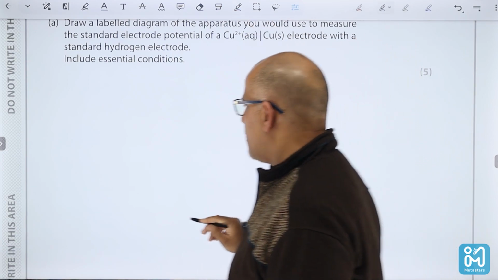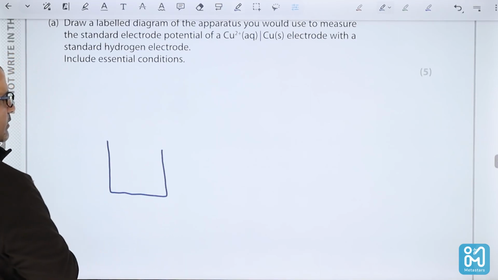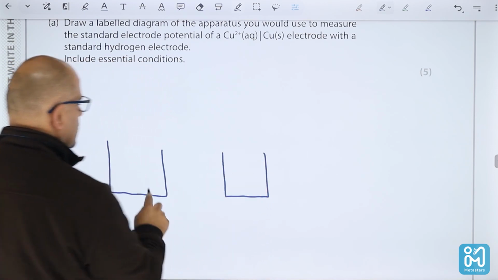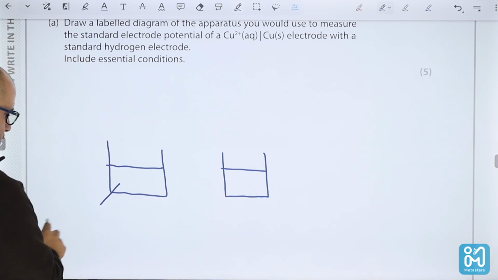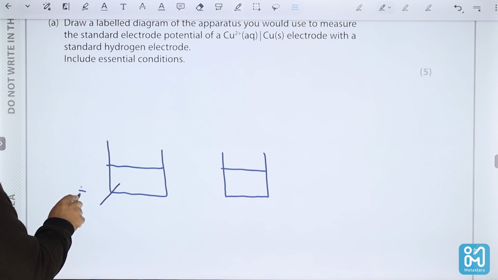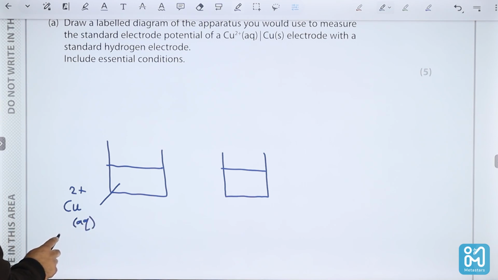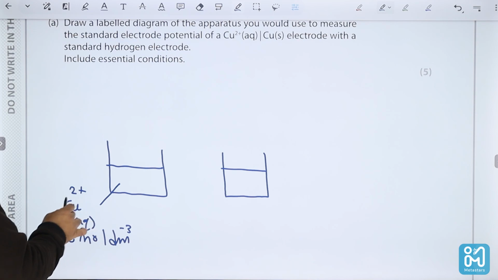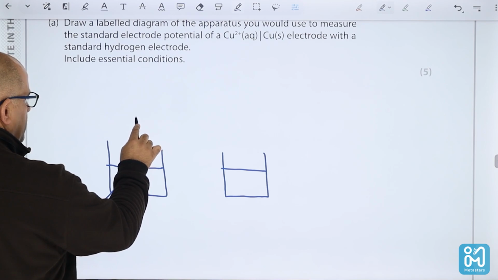First, we have two beakers. They have two solutions, one for copper 2+ ion aqueous solution, and its concentration is 1 mole per cubic decimeter. That's the standard condition.